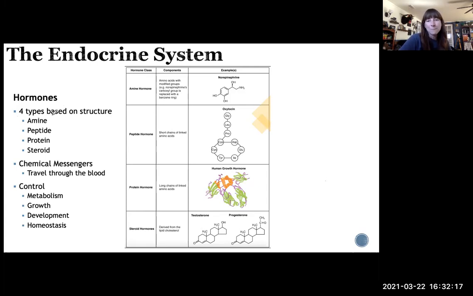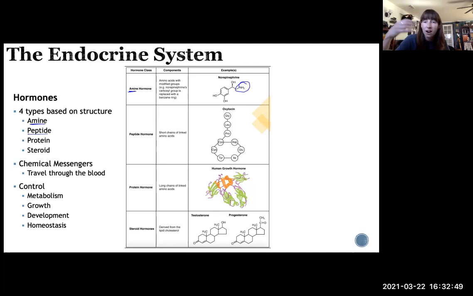You have 4 basic types based on their structure. You have what are called amine hormones. These are all based on what type of molecule or subgroup they have attached to them, right? So amine hormones are ones that have this amino group attached to them, right? So peptides are going to be ones that have amino acids, right?